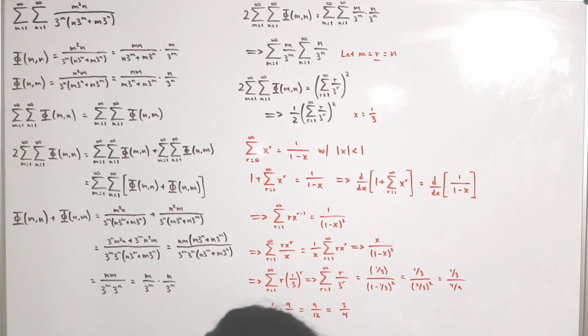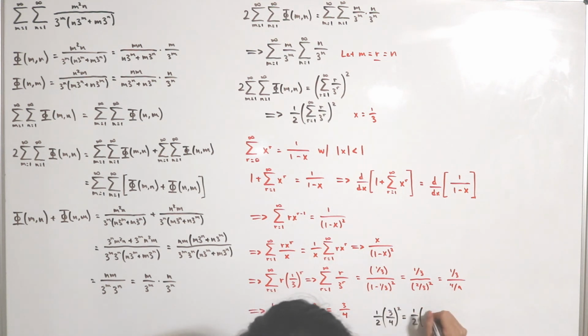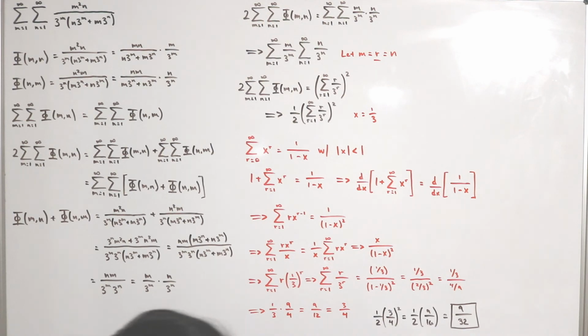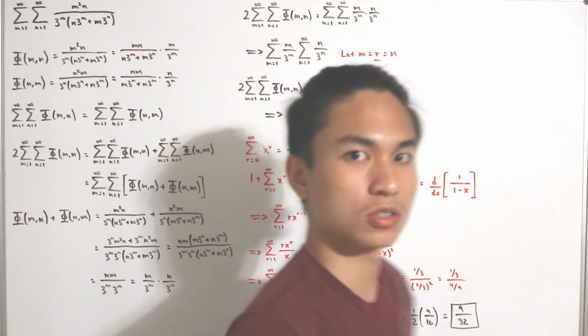So we have 1/2, then multiply by 3 divided by 4, squared. That's equal to 1/2 multiplied by 9 divided by 16. Multiply the two together, and this is as simple as it gets: 9 over 32. Like so. Nice. All right. Pretty cool double series, am I right?